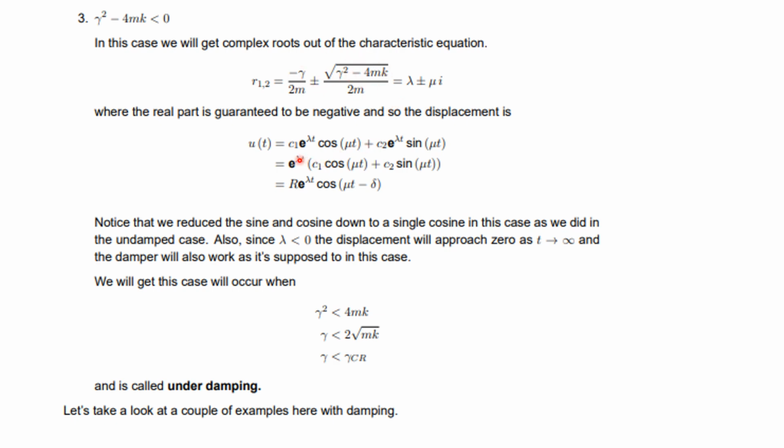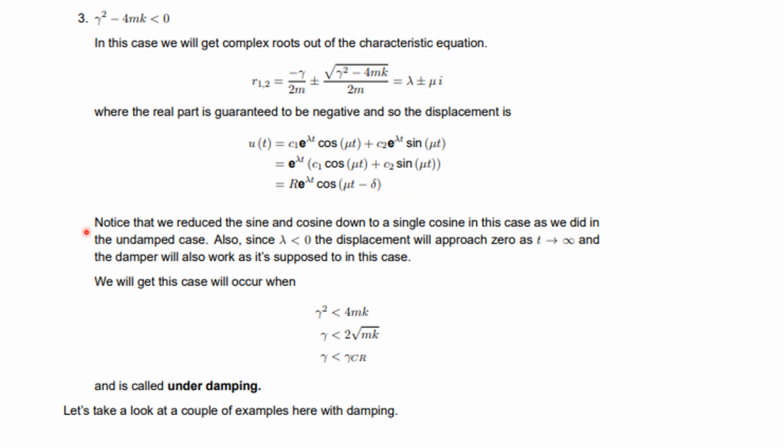And so the displacement is u of t equals c1 e to the lambda t cosine mu t plus c2 e to the lambda t sine mu t. You can factor the e to the lambda t out of there. And remember that we talked about writing this as r e to the lambda t cosine of mu t minus delta. And again, that's a question I sometimes ask on the high stakes assessment, is to have you do that.